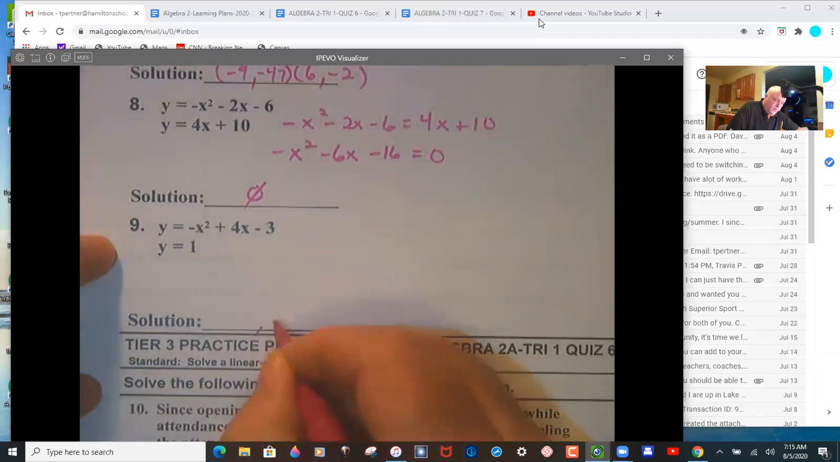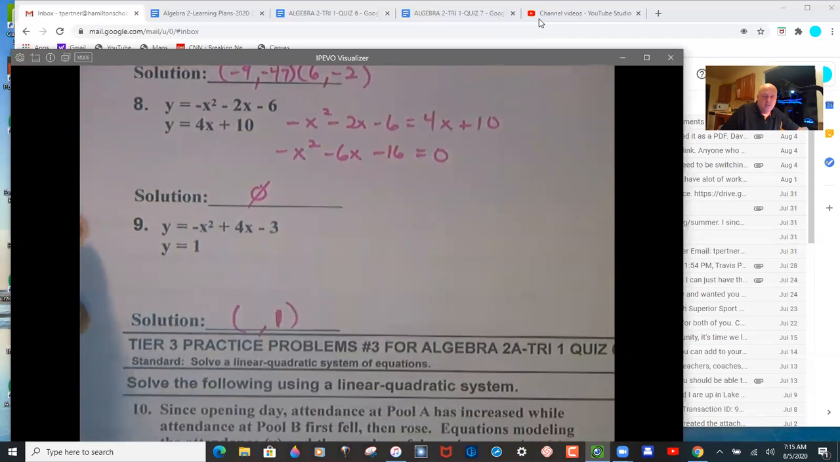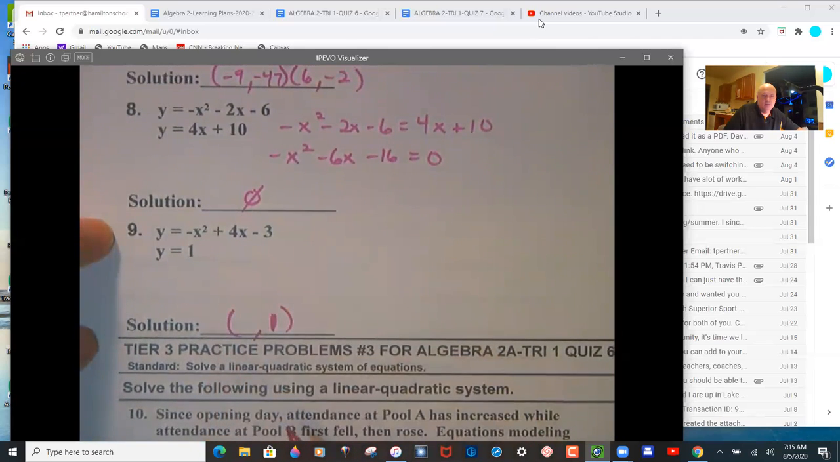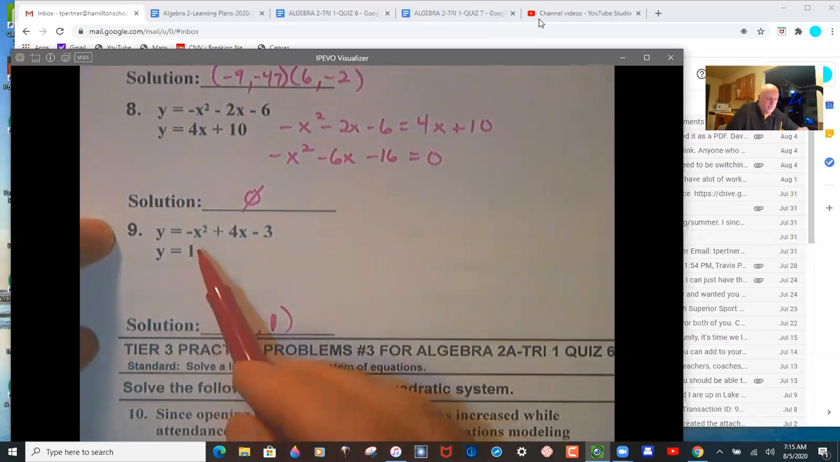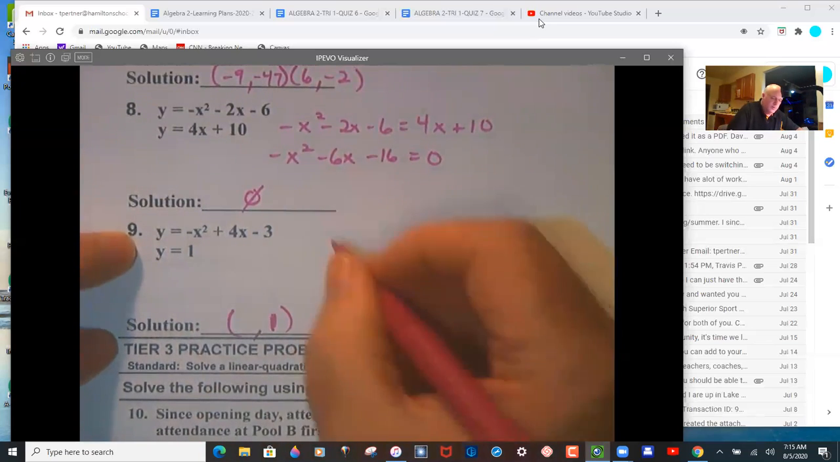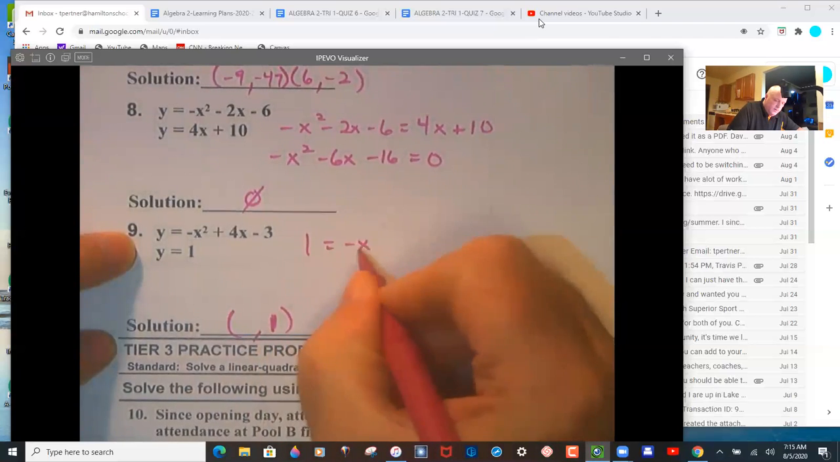And then number 9. So you see y equals 1, that means y equals 1 in the solution. They're already giving you the answer. So all you got to do is substitute it in up here. Yeah, you do substitute it, but okay, I was not thinking. We do the same thing. You set them equal to each other.